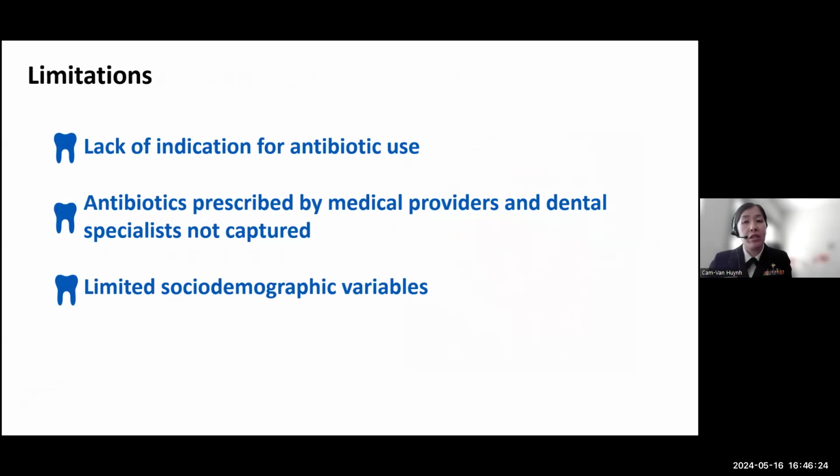Our analysis had several limitations, many of which were inherent to the IQVIA Xponent dataset used. First, there's a lack of indication for antibiotic use, so appropriateness of prescriptions could not be assessed. Second, antibiotics prescribed by medical providers and dental specialists were not captured in this analysis, so this is an underestimate of all antibiotic prescribing for dental-related conditions. And lastly, there are limited social demographic variables available in the IQVIA dataset, so we can't discern if prescribing disparities exist for certain characteristics such as race or ethnicity.